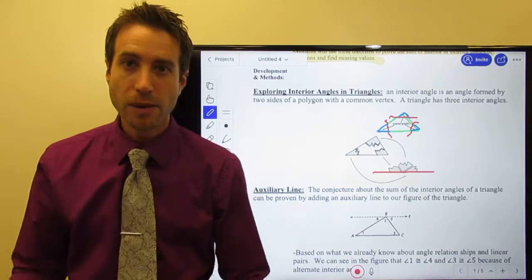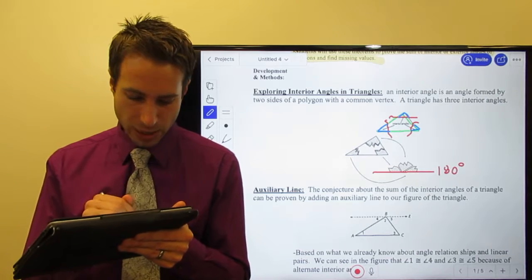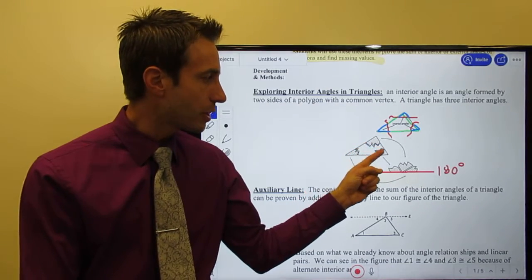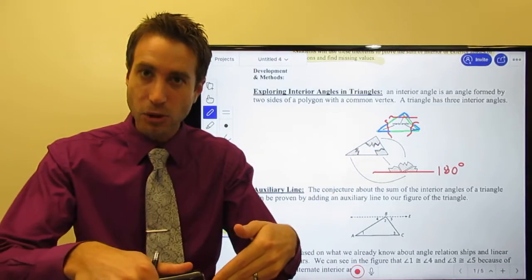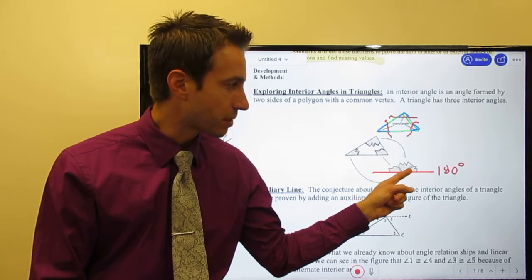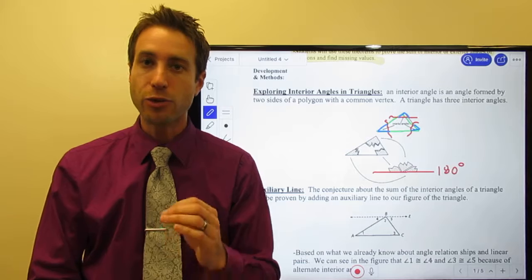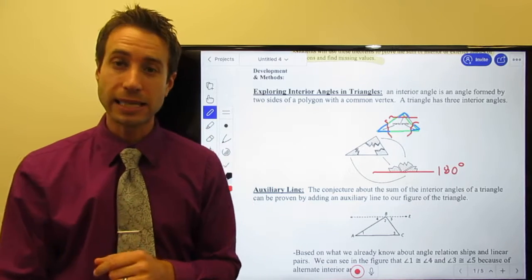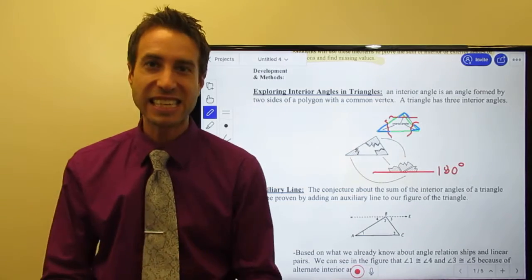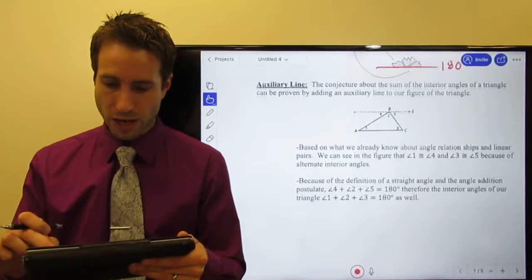That's a straight line. Remember, a line is an angle of 180 degrees. So here's what this tells me. The interior angles of a triangle, if I were to put them all together, if I were to add them, this angle plus this angle plus this angle, it's going to give me a line, 180 degrees. This is actually an idea we've looked at before, but now we're going to prove it to you. So this is the interior angles of any triangle.